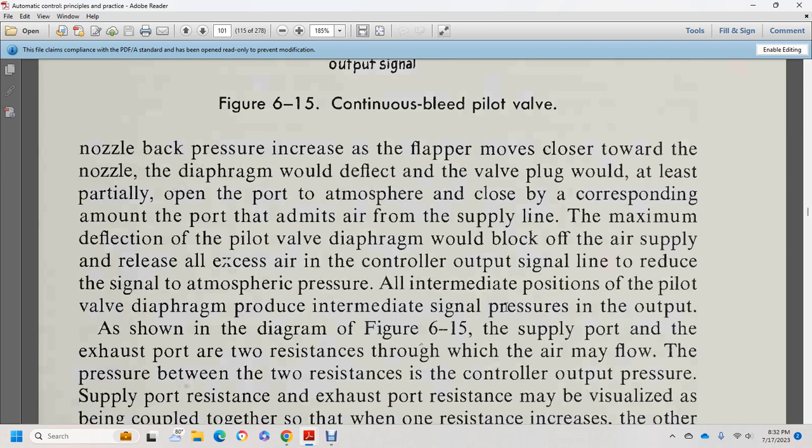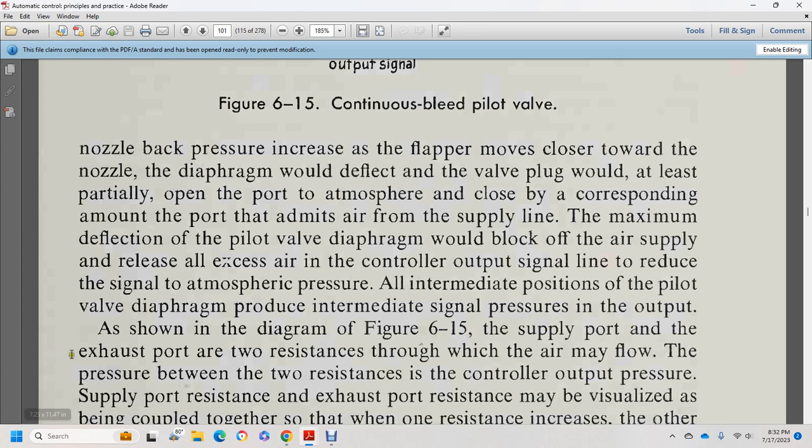It would leave the supply port partially open, with the exhaust port to the atmosphere closed by a corresponding amount, so that the port admits air from the supply line. Maximum deflection of the pilot valve diaphragm would block off the air supply with relief, allowing the air to exit through the controller output signal line and reducing the signal to atmospheric pressure. An intermediate position of the pilot valve diaphragm produces an intermediate signal pressure in the output.